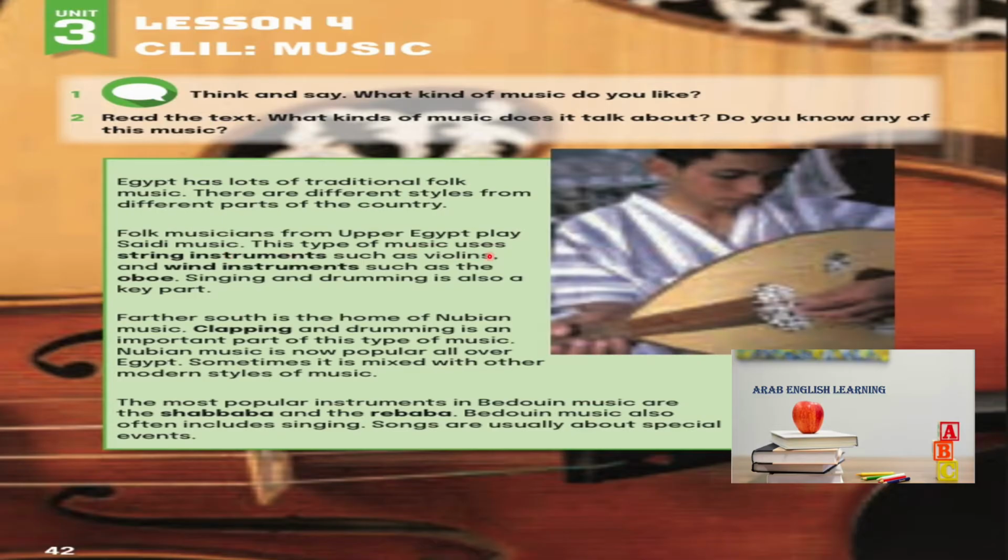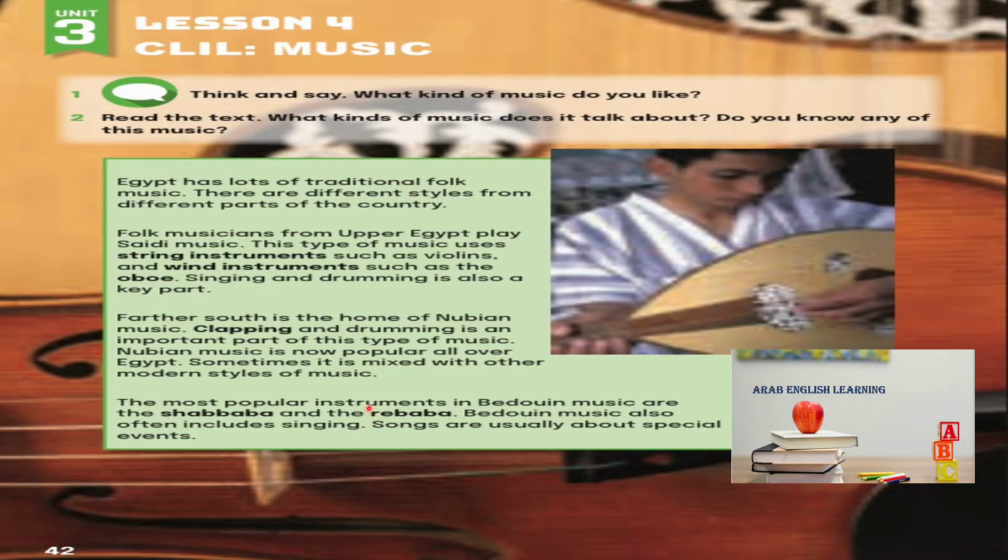This type of music uses string instruments, such as violins, and wind instruments, such as oboe. Singing and drumming is also a key part. Further south is the home of Nubian music. Clapping and drumming is an important part of this type of music. Nubian music is now popular all over Egypt. Sometimes it is mixed with other modern styles of music.